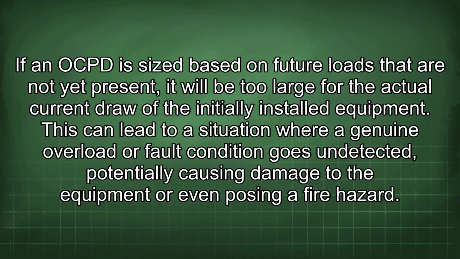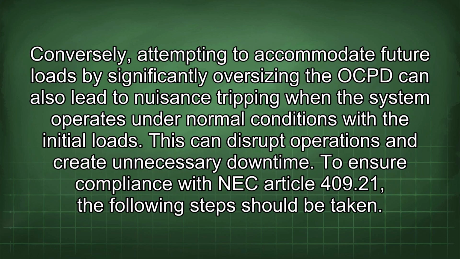If an OCP is sized based on future loads that are not yet present, it will be too large for the actual current draw of the initially installed equipment. This can lead to a situation where a genuine overload or fault condition goes undetected, potentially causing damage to the equipment or even posing a fire hazard. Conversely, attempting to accommodate future loads by significantly oversizing the OCP can also lead to nuisance tripping when the system operates under normal conditions with the initial loads. This can disrupt operations and create unnecessary downtime.